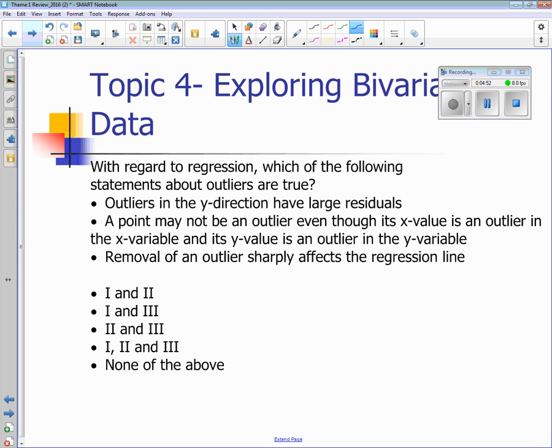Residuals and outliers are probably something we need to make sure we understand. So here we have outliers in the y direction have large residuals. Is that true? A point may or may not be an outlier. You can read here, but the first two are correct. Why is that?